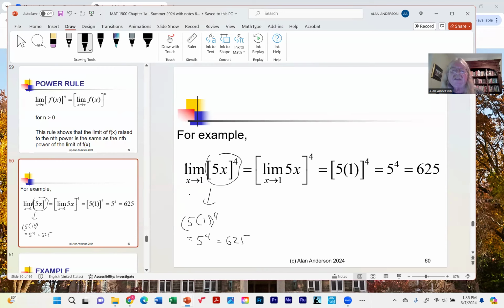And really, that's exactly what's happening here too, because we know that the limit of 5x is just 5, and when we raise that to the fourth power, we're going to wind up with 625.